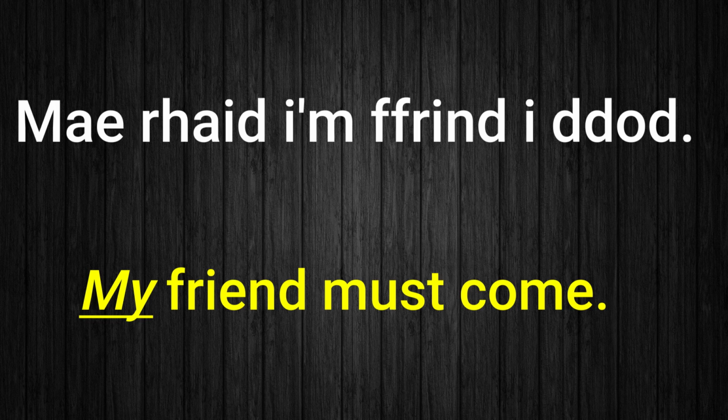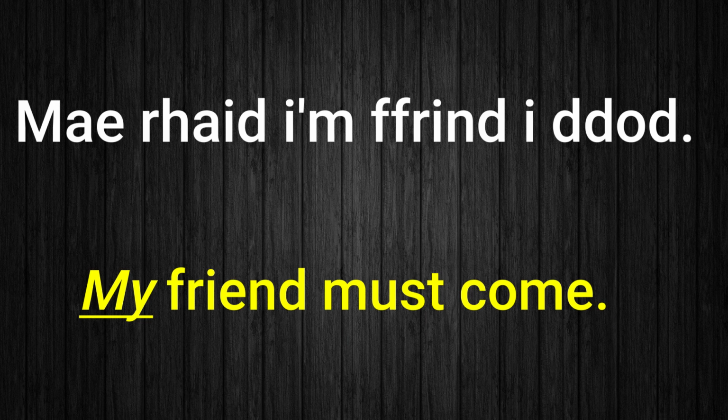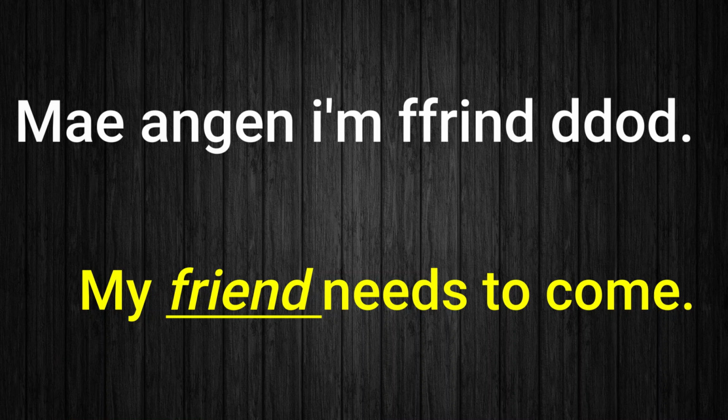Mae rhaid i fy ffrind ddod. My friend must come. Mae angen i mi ffrind ddod. There is a need for my friend to come. That's a bit different than rhaid. But it's so subtle that it's more like, so rhaid, the emphasis, mae rhaid i mi ffrind ddod. The emphasis is almost on me. Like, I need the friend to come. Mae angen i mi i fy ffrind ddod. It's almost like the emphasis is on the friend. It changes. It's so subtle it's difficult to even notice. It means the same thing, basically.